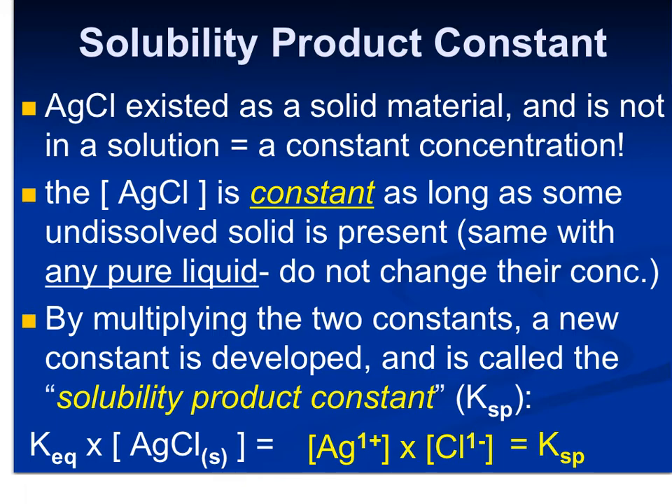This slide is giving us a reason for why we're not including that silver chloride in our Ksp value. So let's go ahead and look at it. It says silver chloride exists as a solid material and is not in solution, so therefore it equals a constant concentration. The concentration of the silver chloride is constant as long as some undissolved solid is present. Same with any pure liquid. It does not change their concentrations. So by multiplying the two constants, a new constant can be developed, and this is called the solubility product constant.